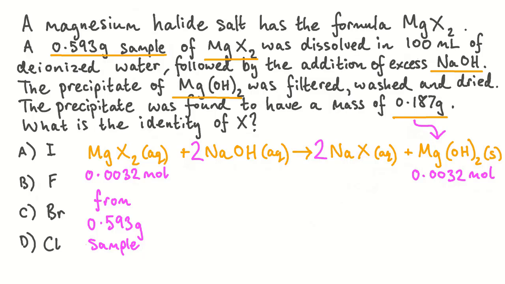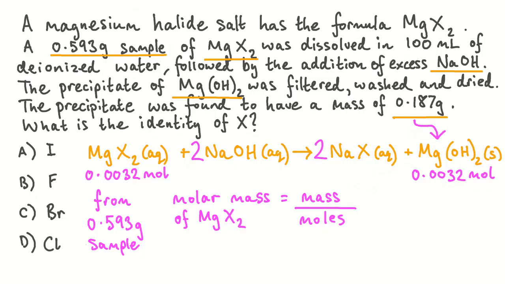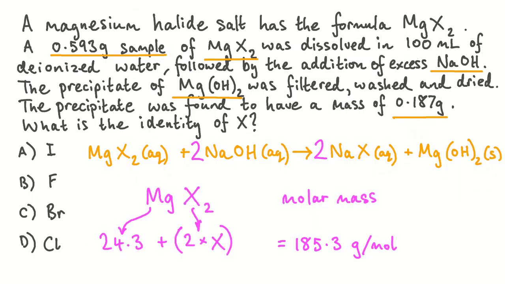Since we now have the moles and the mass for the magnesium halide salt, we can use this information to find the molar mass of the magnesium halide salt itself. The molar mass of MgX2 is the mass of the sample divided by the number of moles that it contains. The molar mass of MgX2 is therefore 185.3 grams per mole. Using the atomic mass for magnesium, we can find the atomic mass for the element X in this magnesium halide salt.